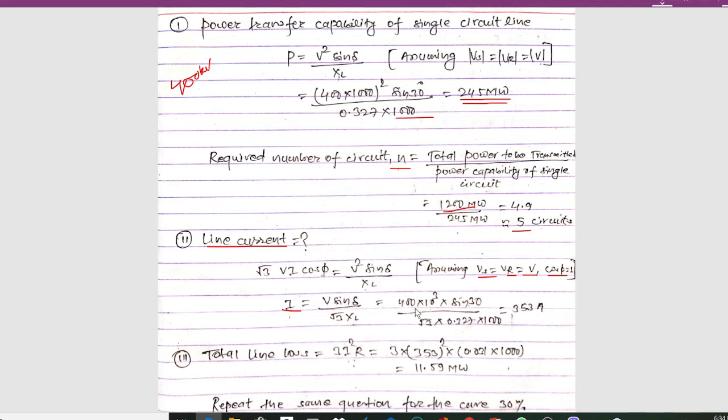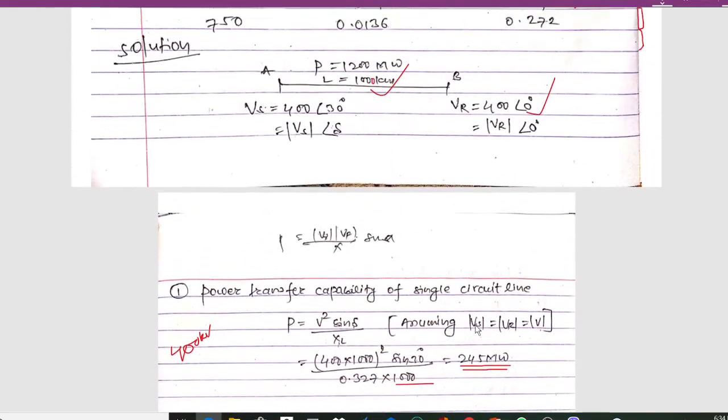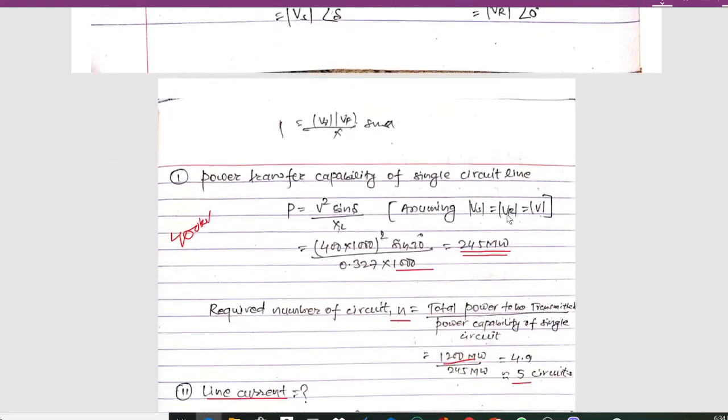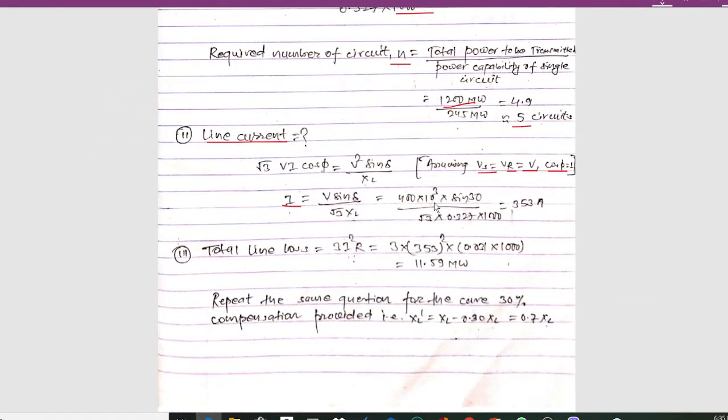Right now we are calculating for the voltage level 400 kilovolt. So V is 400 into 10 power 3 into sin delta, where delta is 30, upon root 3 XL. For 400 kilovolt the value of X is 0.327 ohm per kilometer, and the distance L is given as 1000 kilometers. Once we calculate, we'll get 353 amperes.